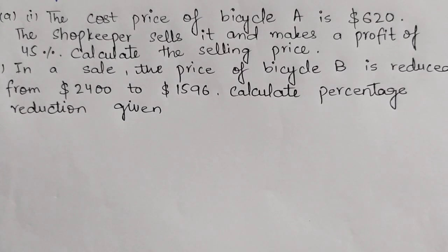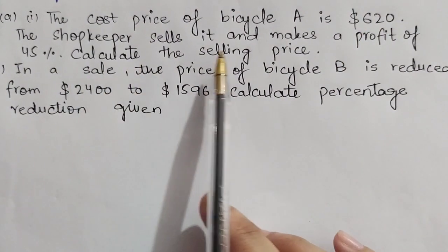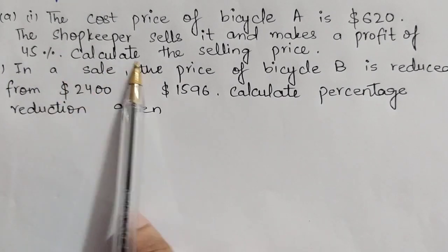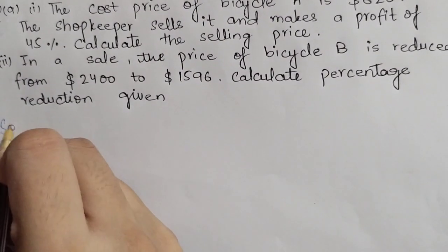After going through the formulas, now we have to solve the question. Let's take an example and solve the question by using the formulas which you have seen. The question is, the cost price of a bicycle A is $620. The shopkeeper sells it and makes a profit of 45%. Calculate the selling price. In part A, you have to calculate the selling price of the bicycle. Let's start with the solution.